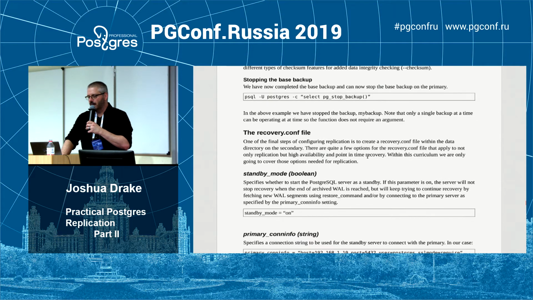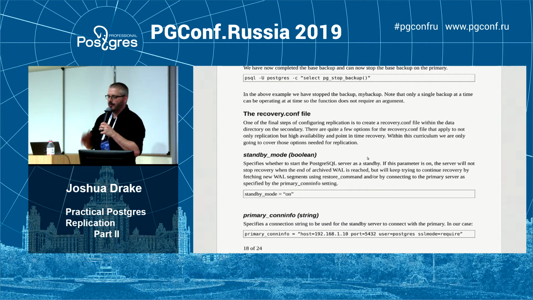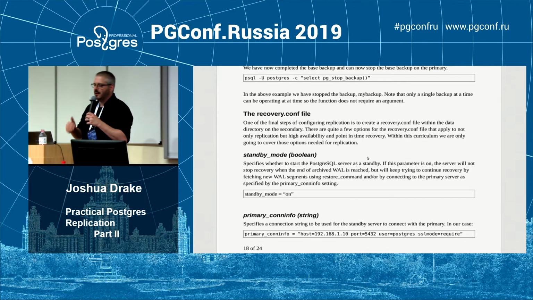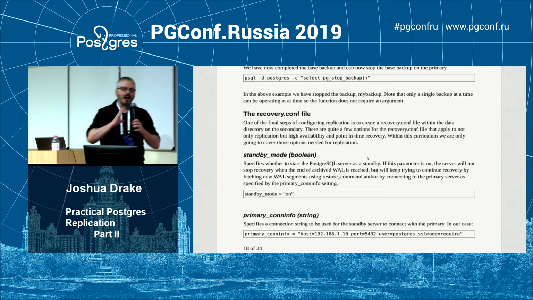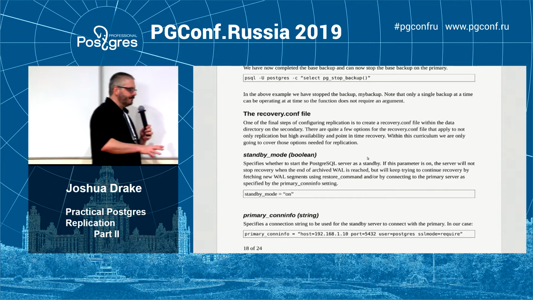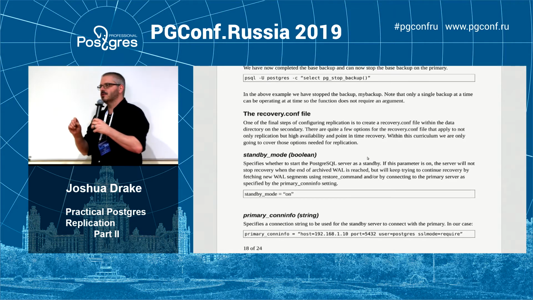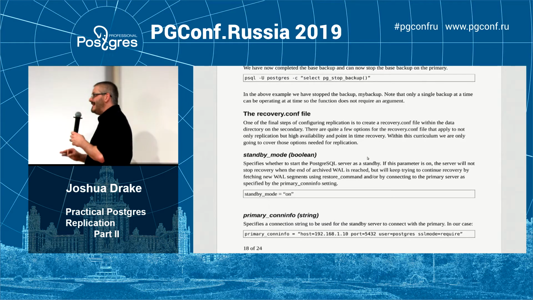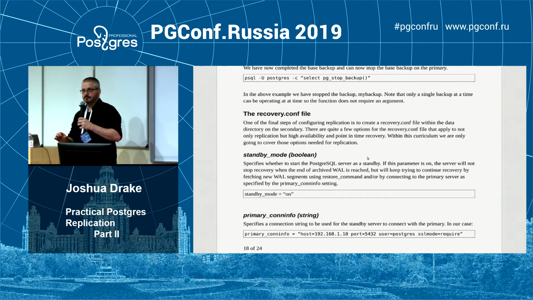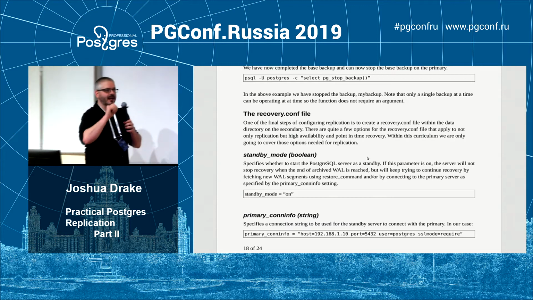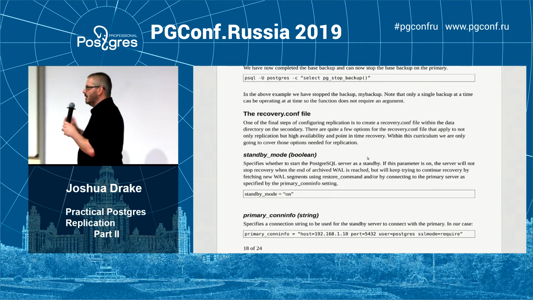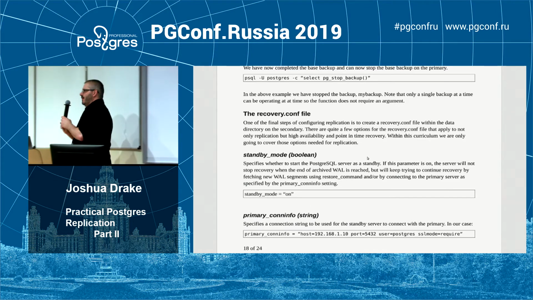There are quite a few options for the recovery.conf file that apply to not only replication, but high availability and point-in-time recovery. Within this curriculum, we are only going to cover the ones needed for replication. But I will bring up just a couple with point-in-time recovery because they're very, very useful. With point-in-time recovery, you can restore not only to a point in time, but also to a point in transaction, for example. Meaning, if you know the transaction ID of right when everything blew up, you can restore to exactly that point to figure out what's going on.